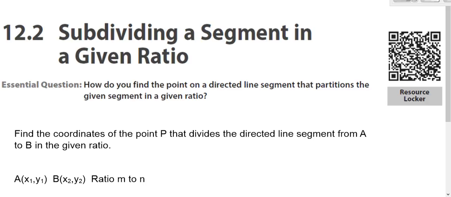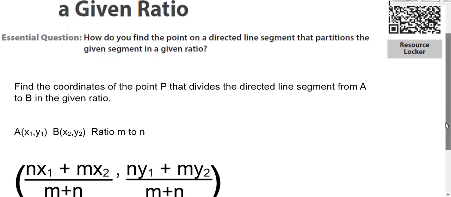So we're going to divide segments into a ratio. This is a lot like finding the midpoint. When you're finding the midpoint, you're splitting it into an even ratio, a 1-to-1 ratio. We're just going to take that to the next step, and we can split it into any ratio we want. It could be a 1-to-2 ratio, a 3-to-2 ratio, or whatever ratio we want it to be, 1-to-3.